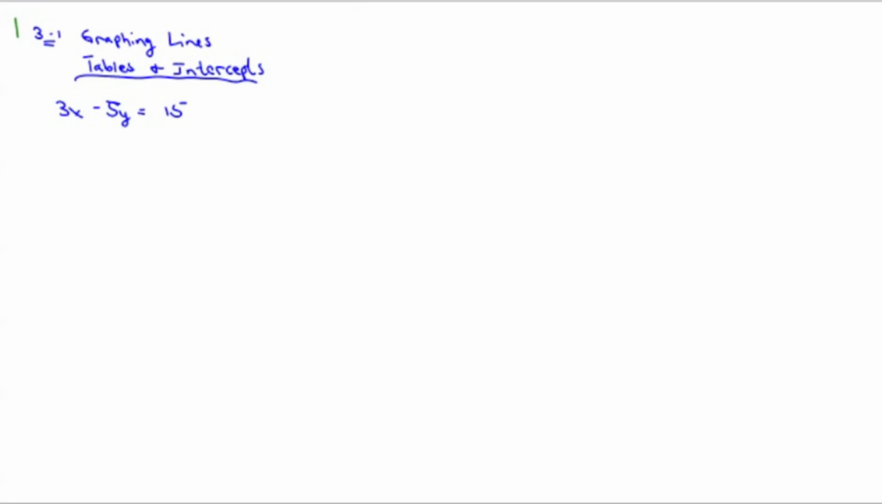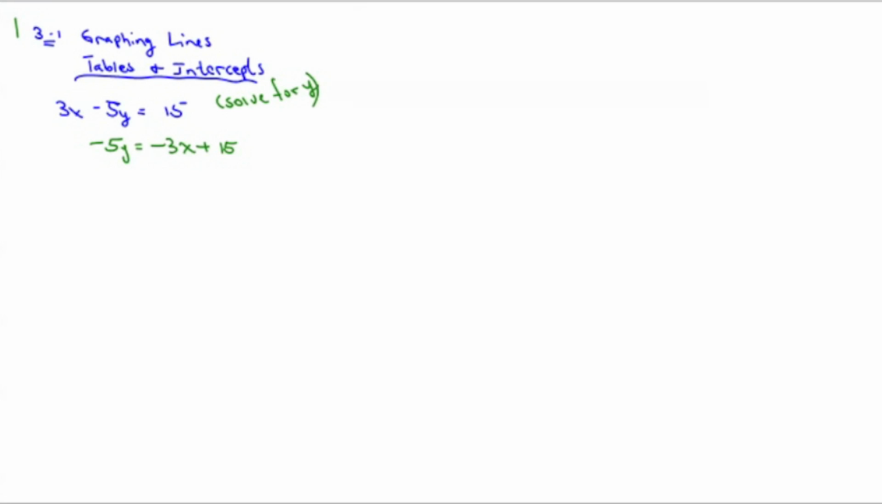Now, if you're going to graph it with a table, there is a hidden direction. Does anybody remember what the hidden direction is? Solve for y first. So the hidden direction is always going to be solve for y. Okay. So if we solve for y, what do we need to move? That 3x. When we move it over, it's going to become negative. So we'll have negative 5y is equal to negative 3x plus 15.